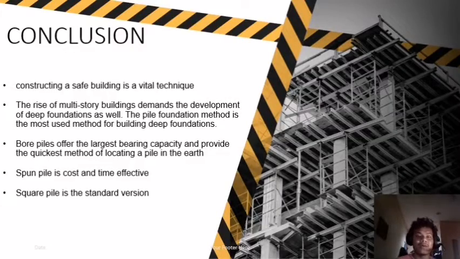Next is the spun pile, which is cost and time effective because it uses precast concrete, so it is the quickest to use in any construction. Next is the square pile, which is the standard version, a human-made precast concrete. It gives the same as the spun pile, but it is a basic pile that is only used for basic houses, embankments, drains, and other small constructions.